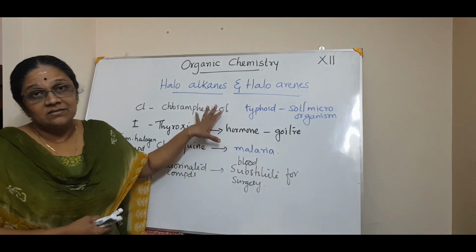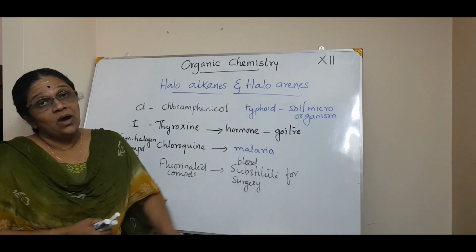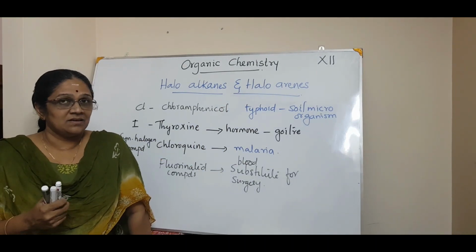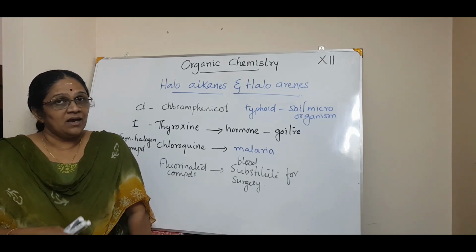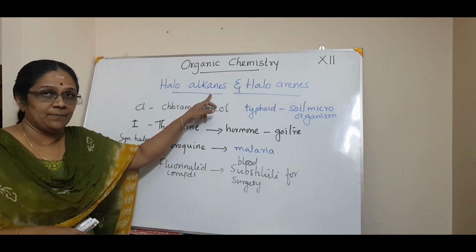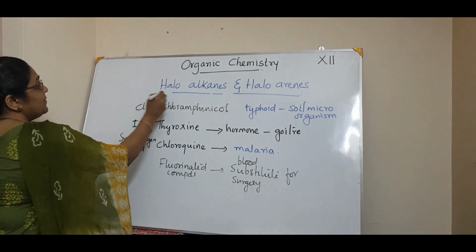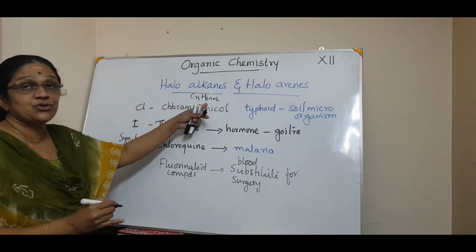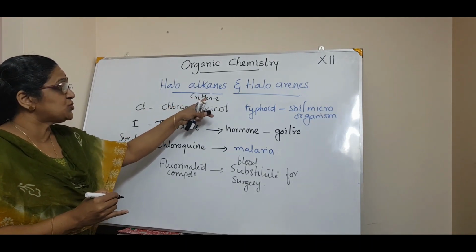So starting the organic chemistry, the first chapter is haloalkanes and haloarenes. Now you know what halo means: halogens. Halogens are fluorine, chlorine, bromine and iodine. And haloalkanes, so you are only dealing with the alkane family, isn't it? Alkanes means what? You know the general formula of alkane is CnH2n+2, isn't it? CnH2n+2.